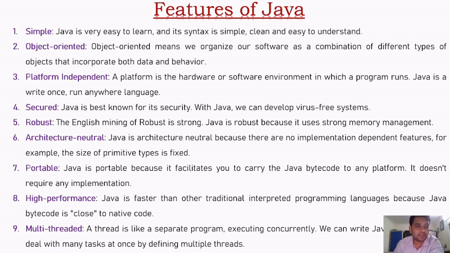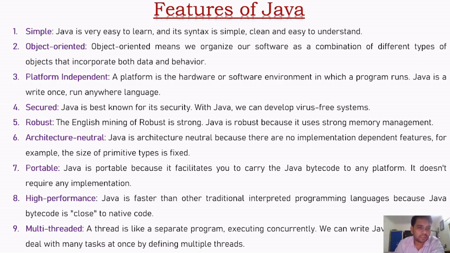Sixth is architectural neutral. Java is architectural neutral because there are no implementation dependent features. For example, the size of primitive types is fixed. It means there is no dependency for looking into the user's requirement or the code's requirement. The architecture is such that everything is predefined and already fixed. Only the user needs to implement it using proper code.